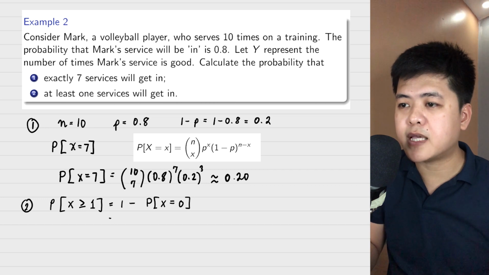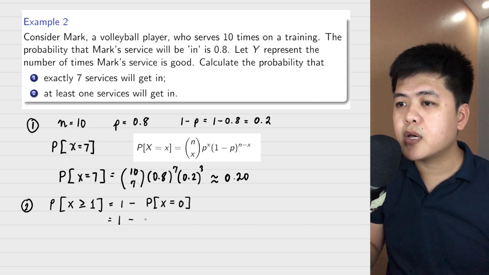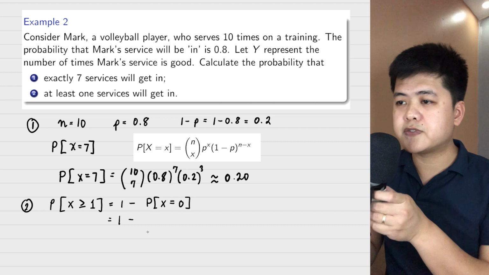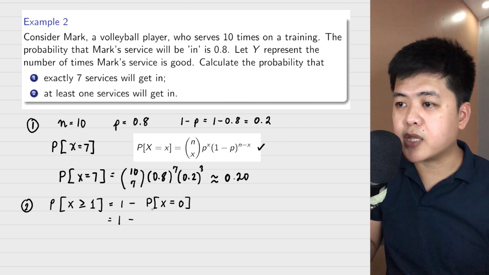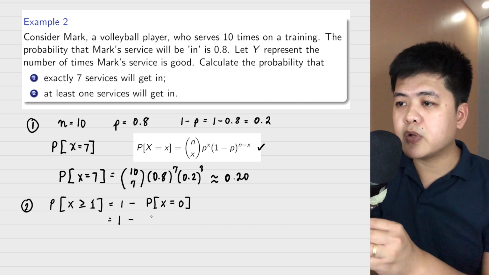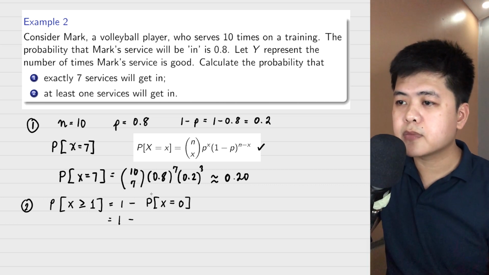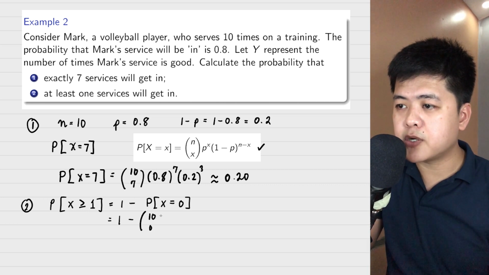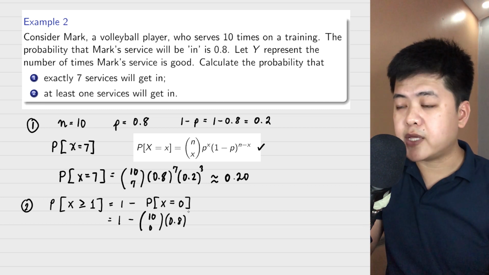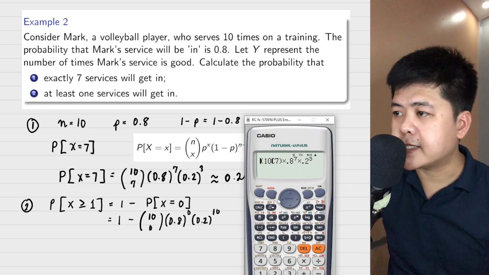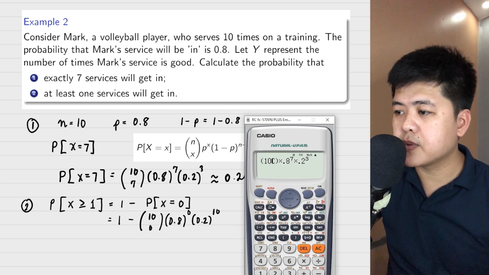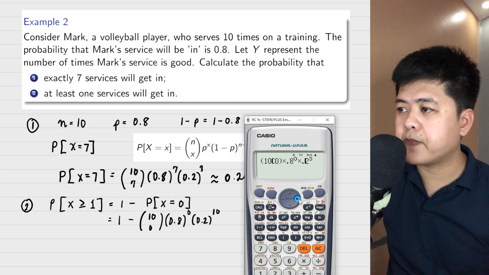Okay? So in that case, it will become 1 minus the probability of getting 0. So all you have to do is to substitute your x here and your n, which is 10. So that will become 10 combination 0. Your p is 0.8 raised to 0 and 0.2 raised to 10. Okay? And let's get your calculator again. Edit na lang natin to. This will become 0, 0.8 to 0, and then yung 0.2 that will be 10.